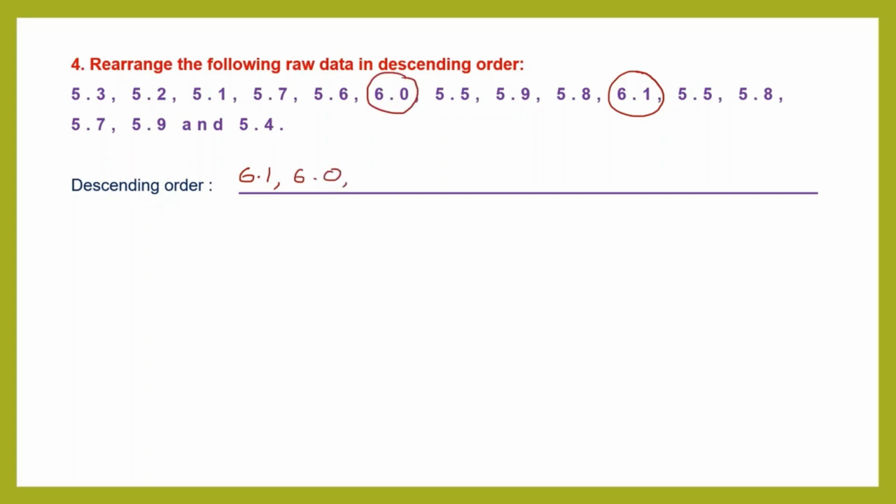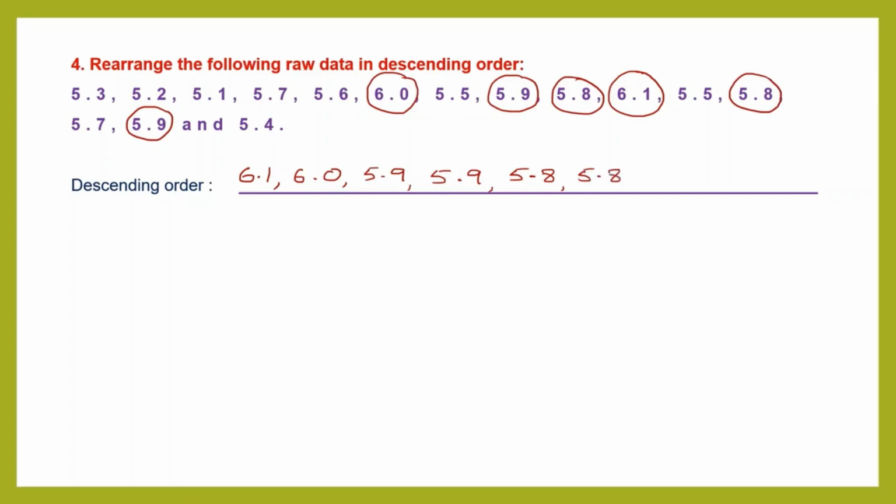6.0. Okay, now what will come below that? We have 5.9. So 5.9. Now do we have another 5.9? Let's look and see if we have more 5.9s. Yes, we have one more here, 5.9. So let's write that down. 5.9. Do we have any more 5.9s? No. Then we have 5.8. So let's write down 5.8. Any more 5.8s? Yes, we have one more 5.8 here.